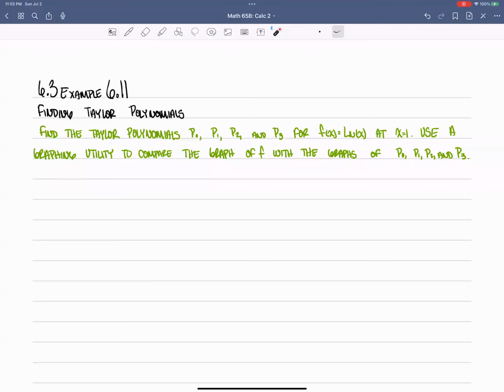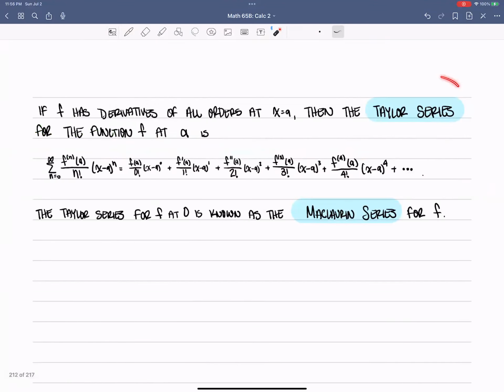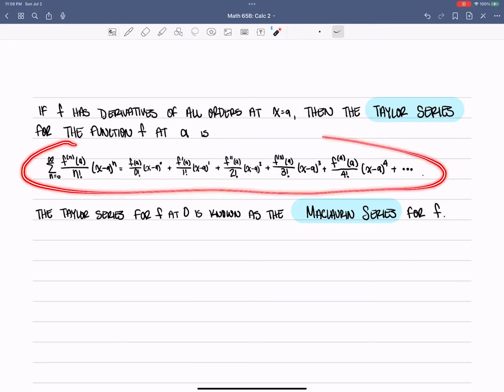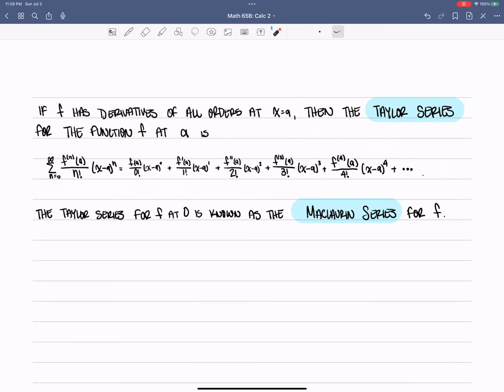So the Taylor series is helping us expand on this here, finding a different function or a set of polynomials so that we could see what this graph looks like. And right over here, we have our Taylor series. So if f has derivatives at x equals a, then our Taylor series is going to mimic this right here.